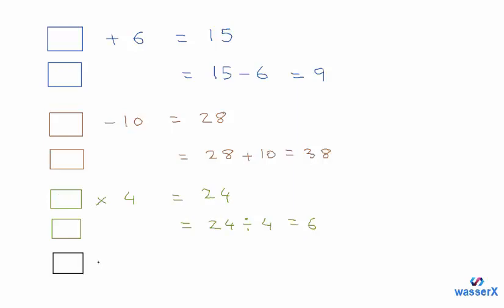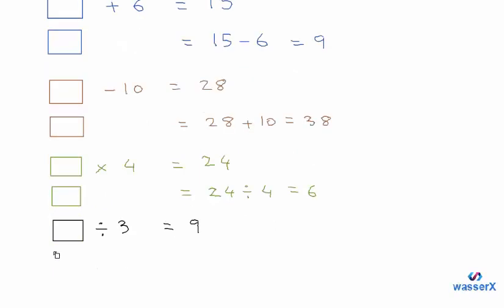Similarly, if I were to say my number divided with 3 is equal to 9. So there's a big number and you cut it down into 3 equal pieces and each piece is 9. Therefore, the big number must be 9 times 3, which is 27. And indeed, 27 divided by 3 is equal to 9.